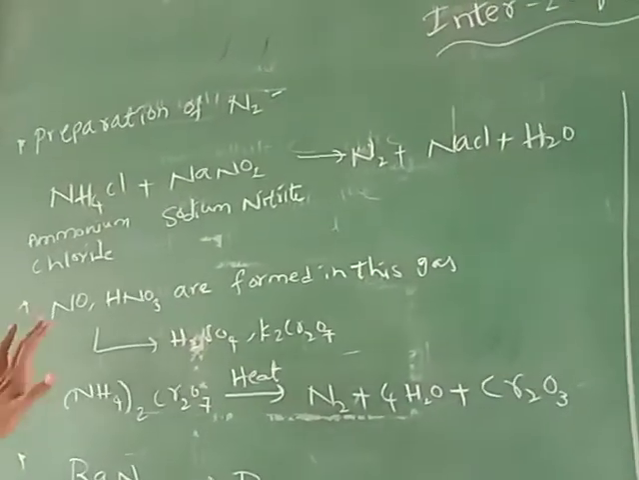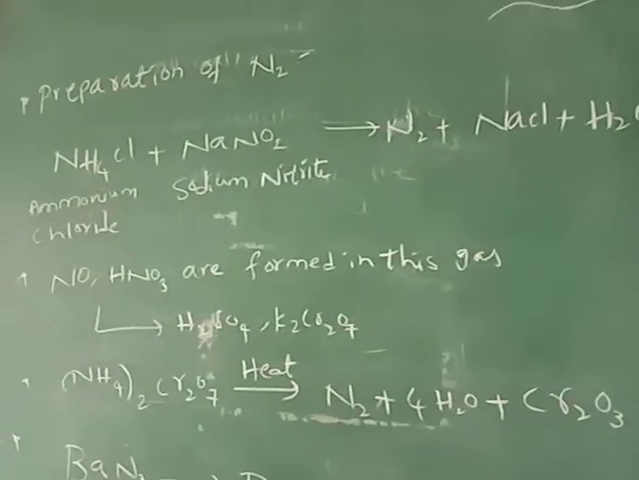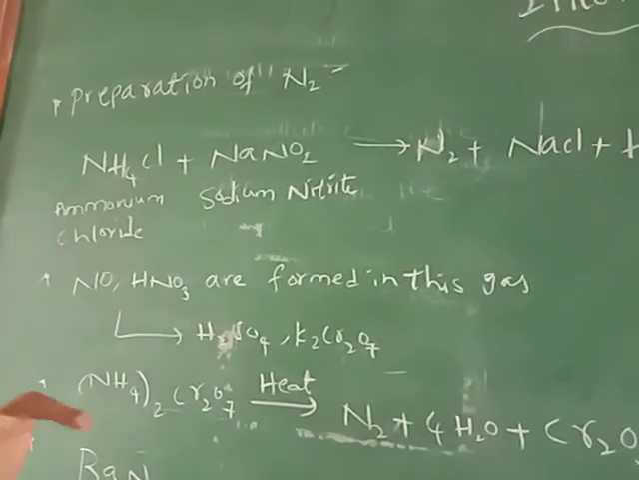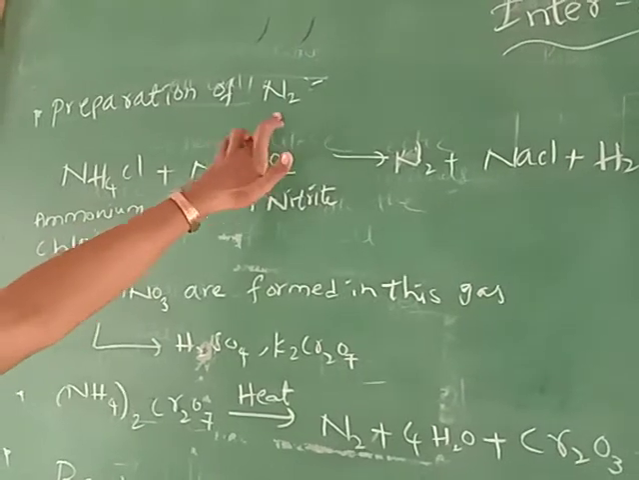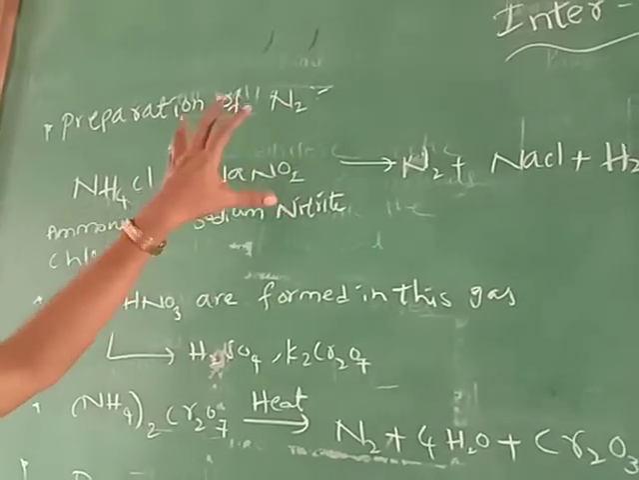Now we are going to discuss the preparation of dinitrogen. So here, how to prepare dinitrogen? Dinitrogen means the nitrogen contains two atoms. Two atoms means di. So here, dinitrogen. How to prepare dinitrogen?